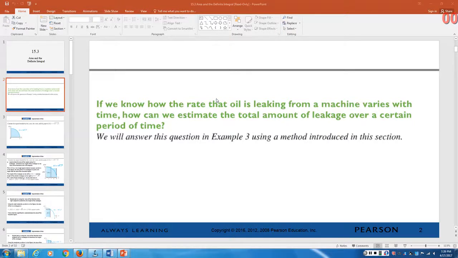Okay, this is 15.3, and what we're going to talk about here, and this is where going back to chapter 11 ties in, which is why I can't totally leave out chapter 11, but I don't have to put it on final.